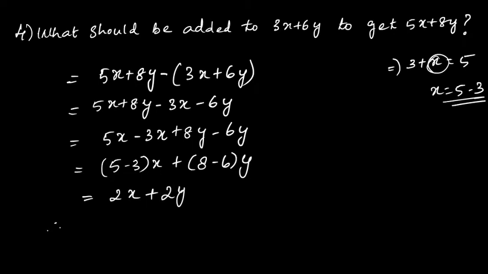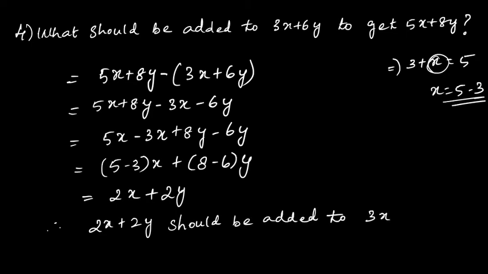So what is the expression you are supposed to add to 3x plus 6y? So 2x plus 2y should be added to 3x plus 6y to get 5x plus 8y.